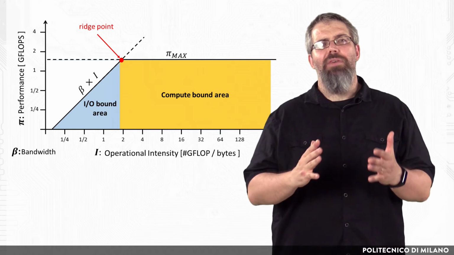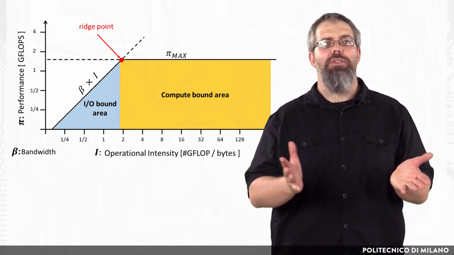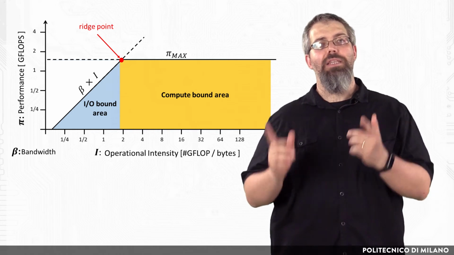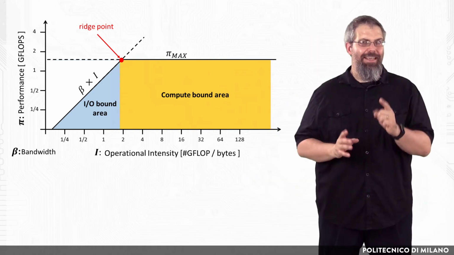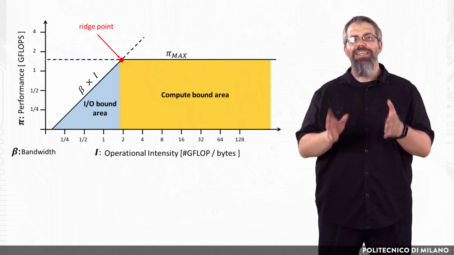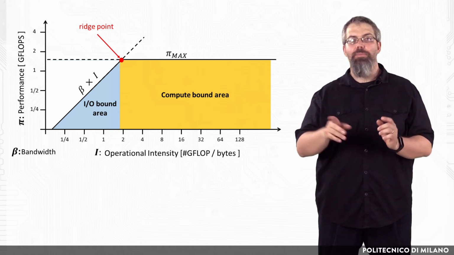Overall, the ridge point divides the area of the Roofline model into two regions: the I/O bound region on the left side of the ridge point and the compute bound region on the right side of the ridge point. Hence, depending on the operational intensity of the application, the upper bound on the achievable performance is either given by the memory bandwidth bound or the peak performance bound. This concludes this first class on the Roofline model. In the following one, we will present how the model can be used to give insights on the reason why the real performance of the application is below the theoretical bounds, and on how to apply the Roofline model also in the context of an FPGA used to implement the underlying hardware architecture.